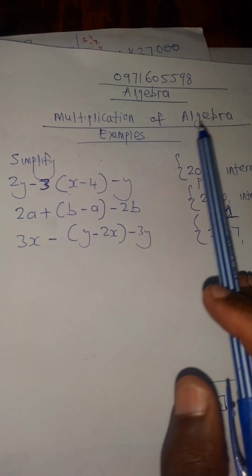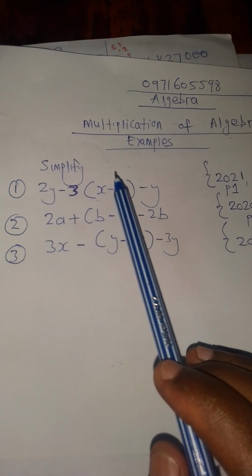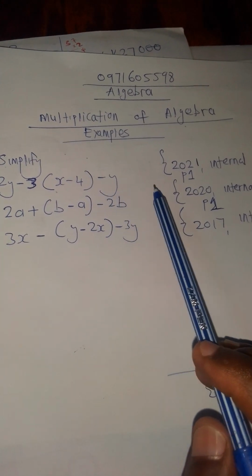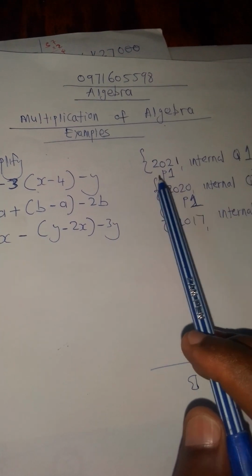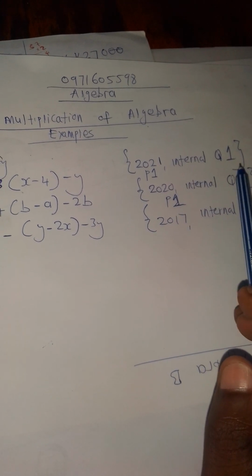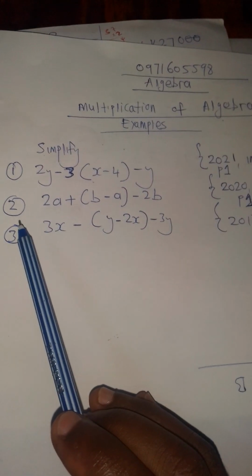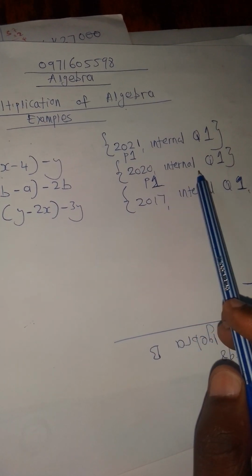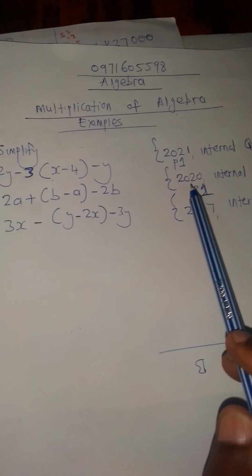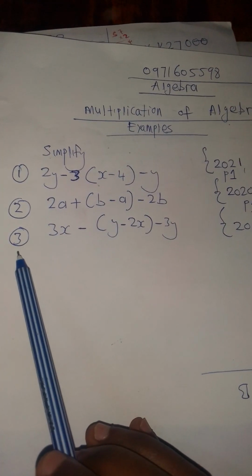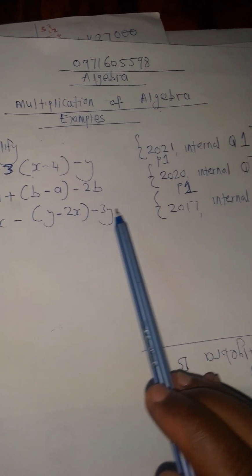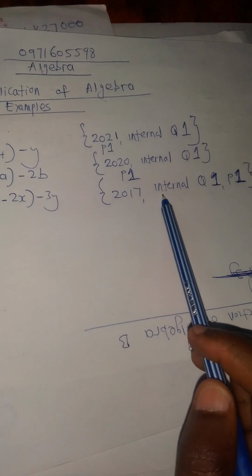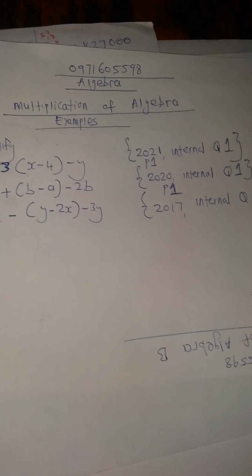Multiplication of algebra examples, simplify. So we have 3 examples. Example number 1 is taken from the 2021 mathematics paper 1 internal question 1. Example number 2 is taken from 2020 internal question 1 paper 1, that's mathematics ECZ. Question 3 is also taken from an examination paper, that is 2017 internal question 1 paper 1.